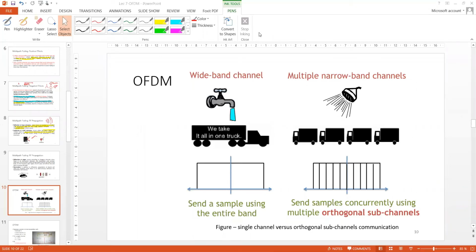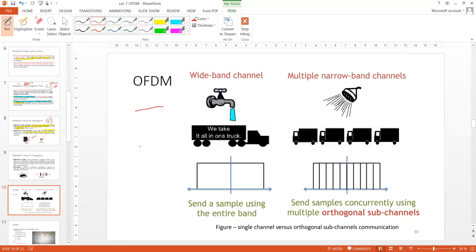Before discussing orthogonal frequency division multiplexing, let's try to understand why it is important and how it is different from traditional frequency division multiplexing. So let's suppose you have a particular channel.